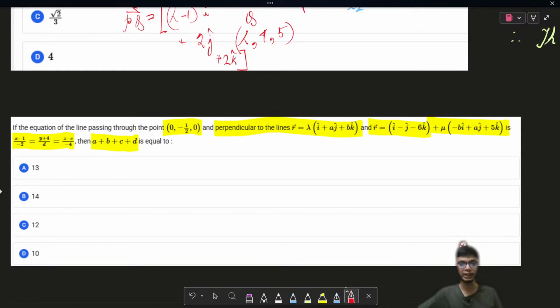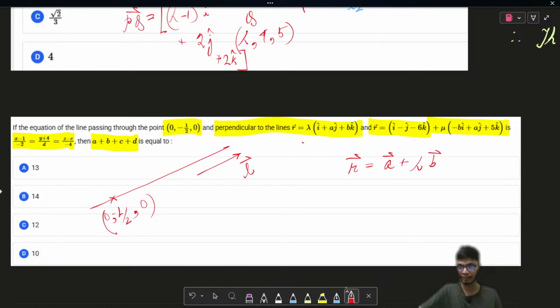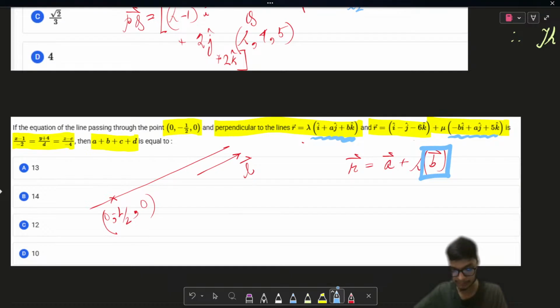It is saying that the line passes through a fixed point given as 0 comma minus half comma 0, and the direction vector along this line is perpendicular to the following two line vectors. I have discussed this very nicely in my classes that the general equation of a line is given something like this, where this b vector is the vector directed in the direction of the line. So the vector which is multiplied with lambda will give me the direction of the vector along that particular line.